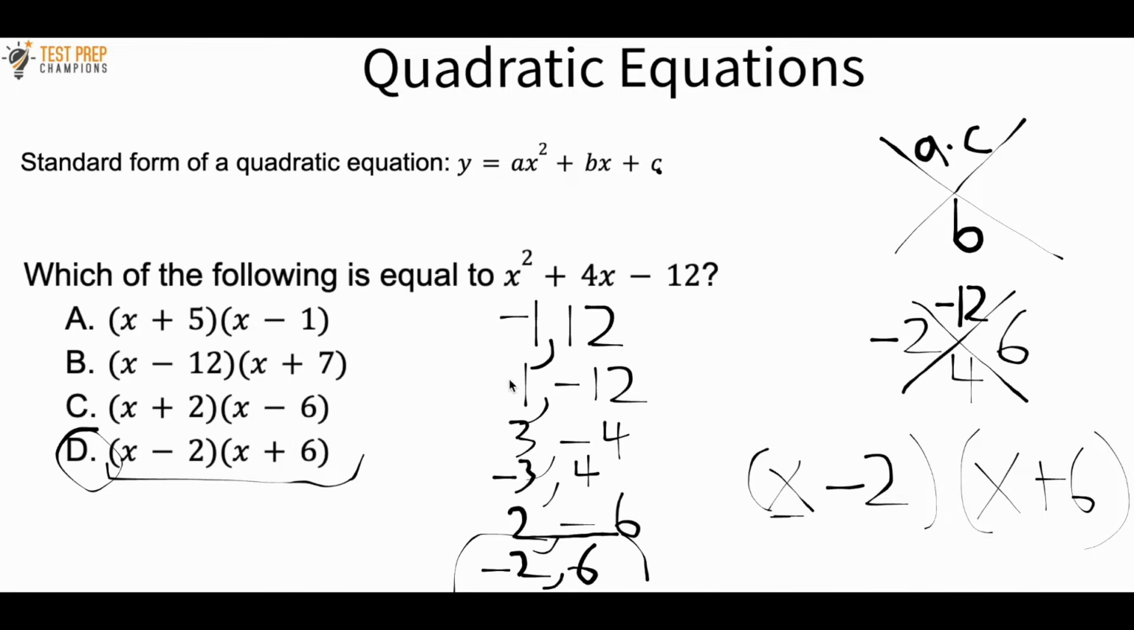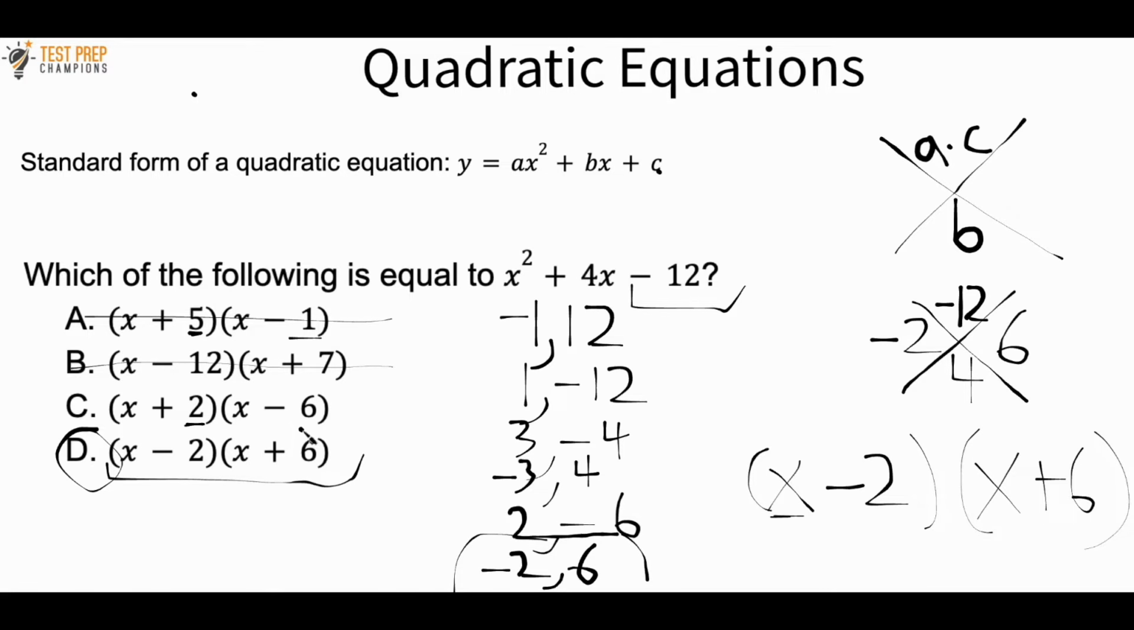Now, there's one more thing I want to point out here that you might have seen. Instead of doing the full FOIL method for each answer choice, one thing you could have done is start by doing the lasts. So you could do 5 times negative 1 and see that that's negative 5. Then you could look over here and see that the C term is negative 12. So you would say, well, this can't be right. Same with B here, right? We could do negative 12 times 7, and since that doesn't give us negative 12, we could rule that out.